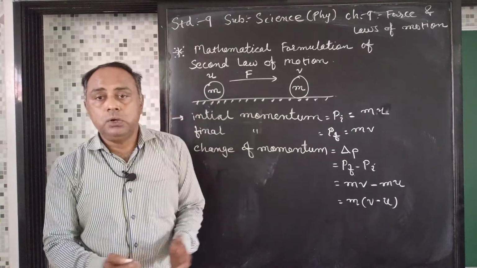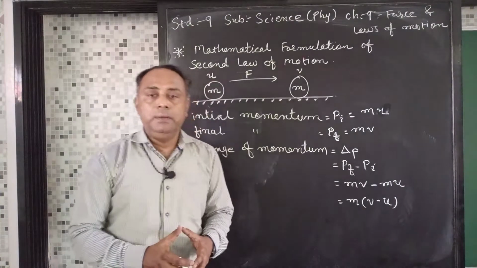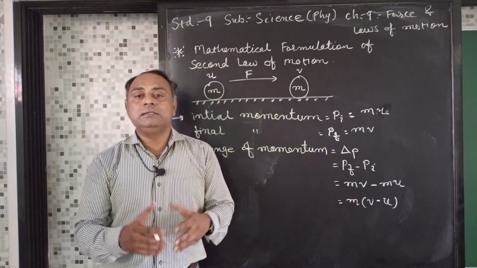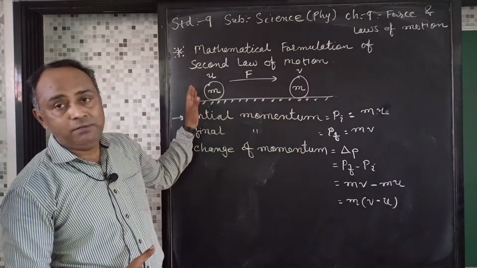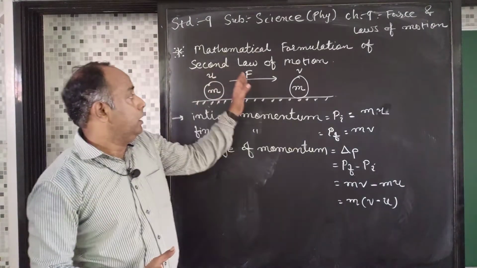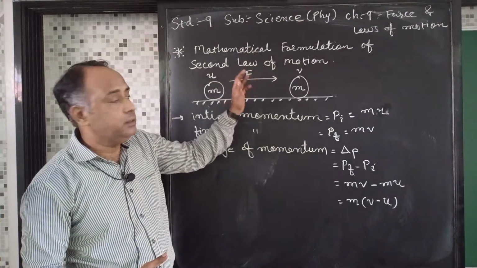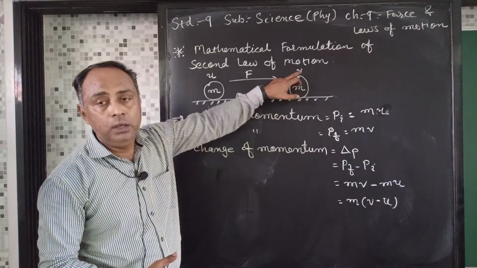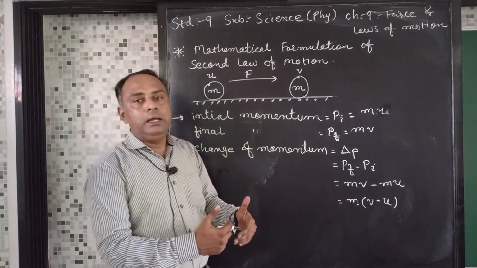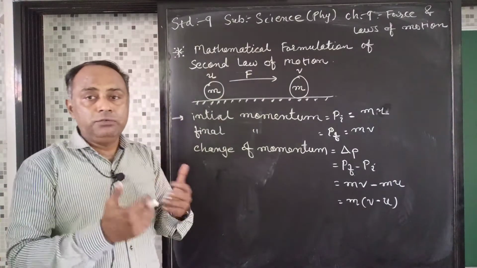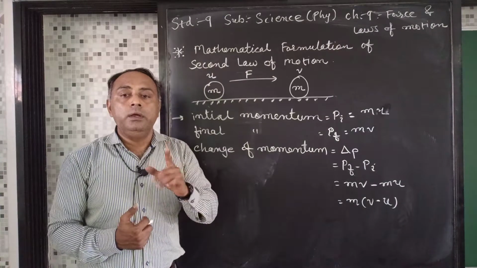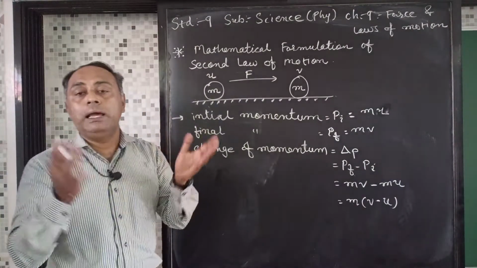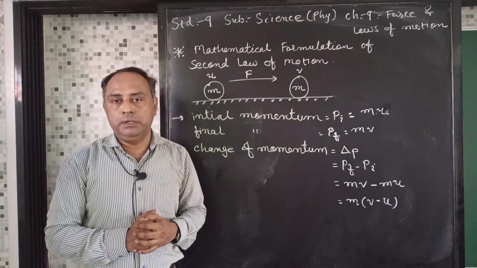But see friends, it is all happening under the effect of the external force, and it needs some time too. Since the object had initial velocity u, F creates accelerated motion, and due to that it acquires final velocity v. The force was applied, the change of velocity occurred, and time t was taken for that. That is very important.